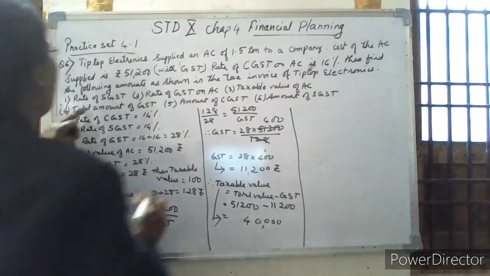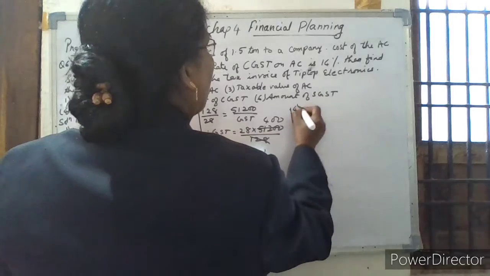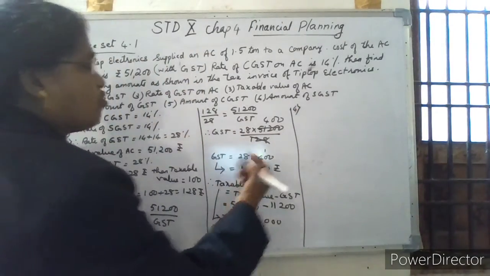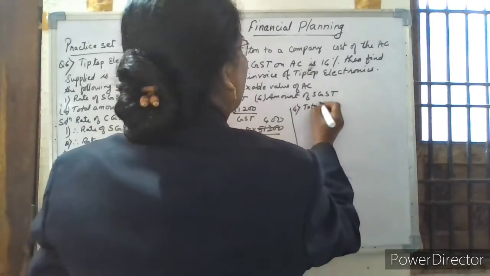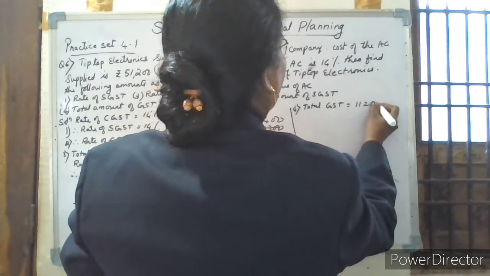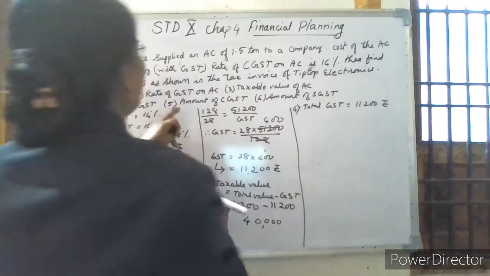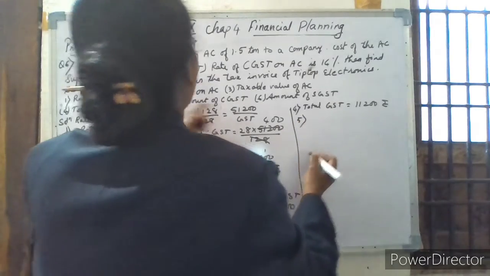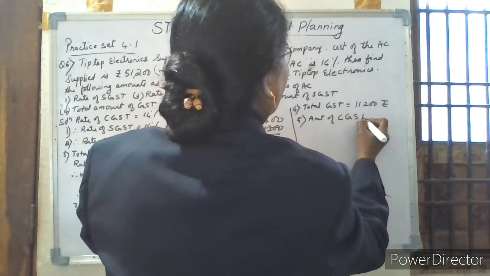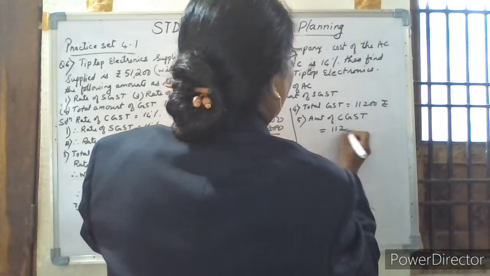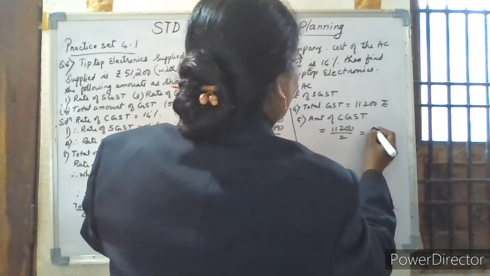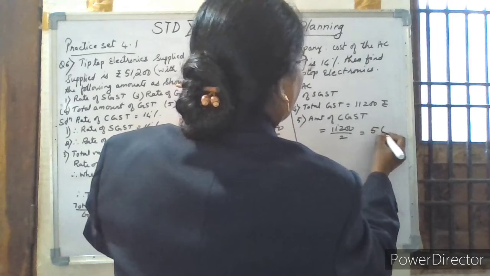Yes. Now next question. We got the third question. Now fourth question. Total amount of GST. Already we solved the GST total amount. Total GST is equal to 11,200 rupees. Next one is fifth question. Amount of CGST. That is equal to 11,200 divided by 2. 2 5s are 10. 11 carry 1. 2 6s are 12. 0 0.